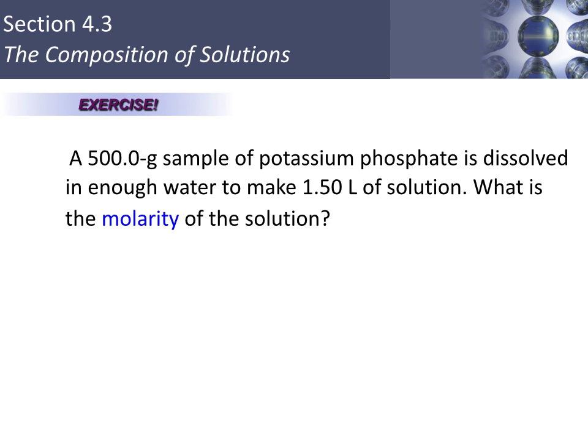Okay, so some hints on how to solve the problem. First, you would convert grams to moles. 500 grams of potassium phosphate, which is K3PO4, is equivalent to 2.355 moles. Once you know the number of moles, you would divide it by the liters of solution, which is 1.5, and that should give you 1.57 molar.